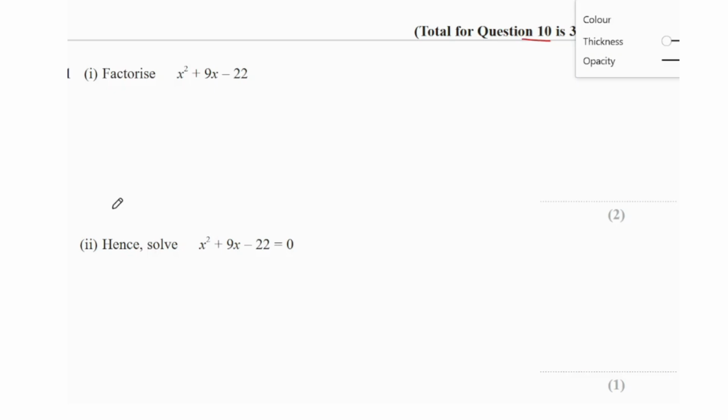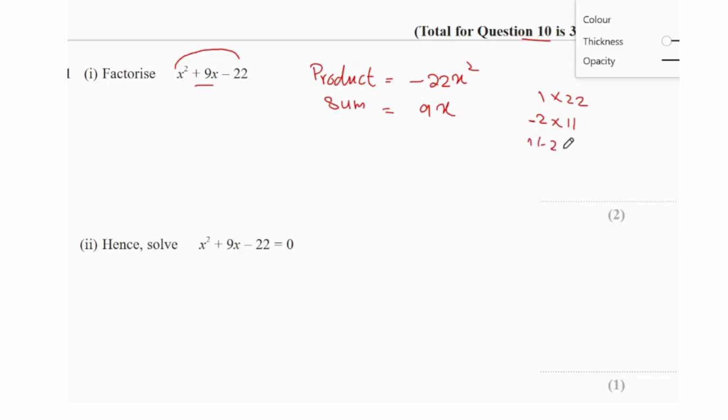So question number 11, it says factorize. So if we multiply these two numbers, so our product, what is our product, is minus 22x squared. What is our sum, is the middle number, is equals to 9x. Now we're going to find the factors of 22. So 1 times 22, 2 times 11, 11 take away 2 is 9. So it means we're going to use 11 minus 2, and 11 minus 2 is 9. That gives us minus 22. So we're going to write down here x, x, x. So we get here plus 11 and minus 2. These are our two factors, right? Plus 11 and minus 2.